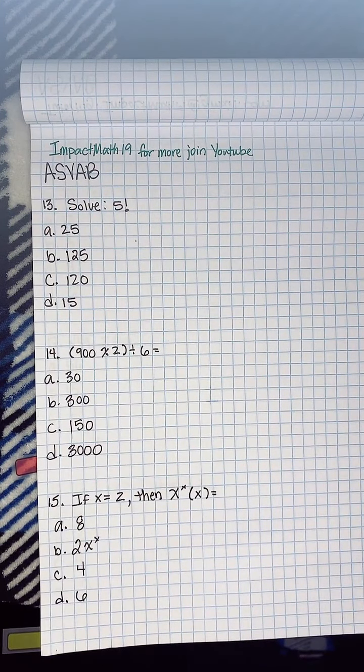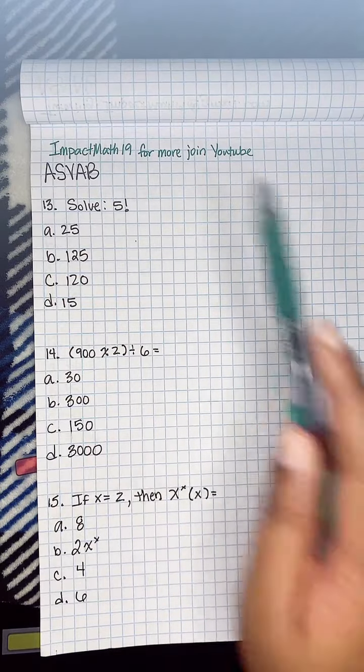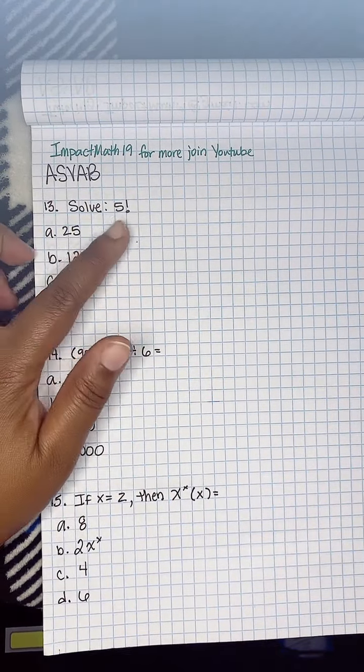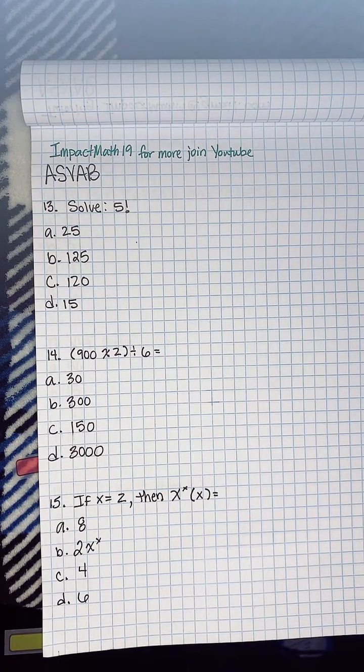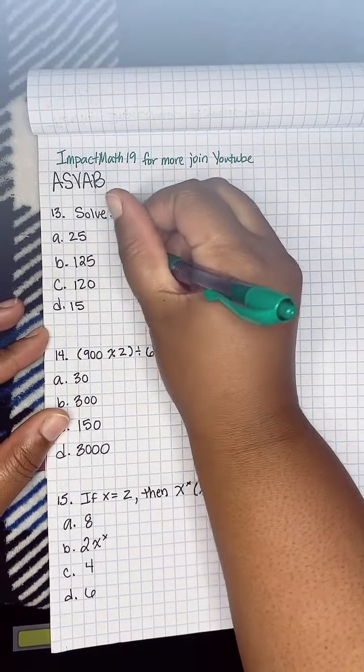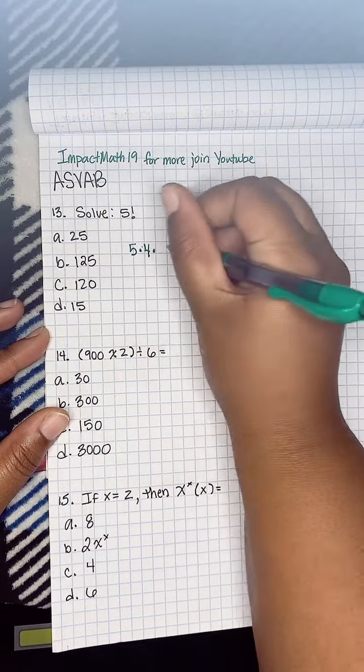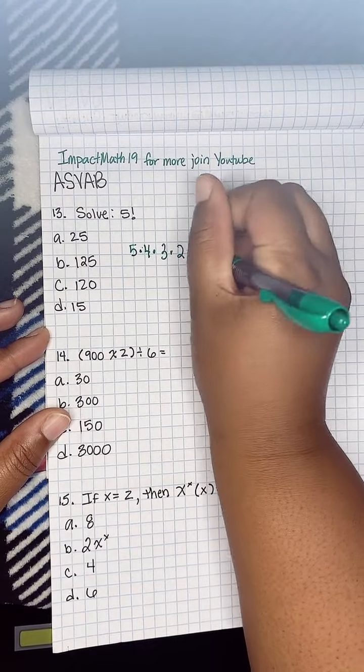So 13, solve 5 factorial. Somebody said critical thinking. Yes. Does anybody know what this 5 factorial is? What does that mean? Somebody put it in the chat. Yes, Tan said it means 5 times 4 times 3 times 2 times 1.